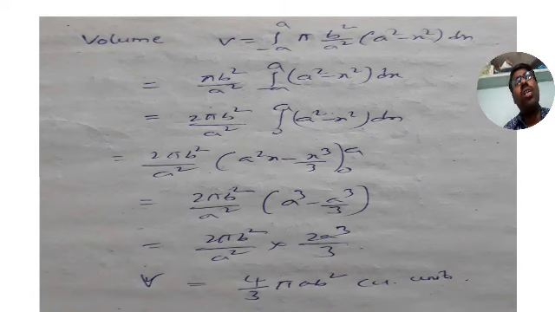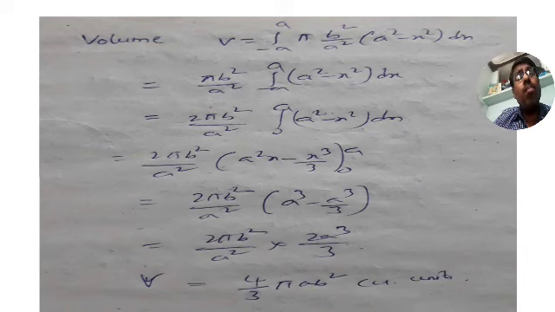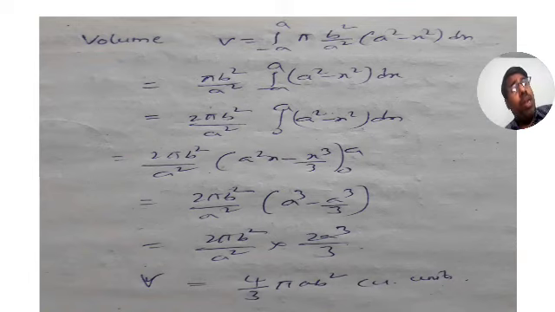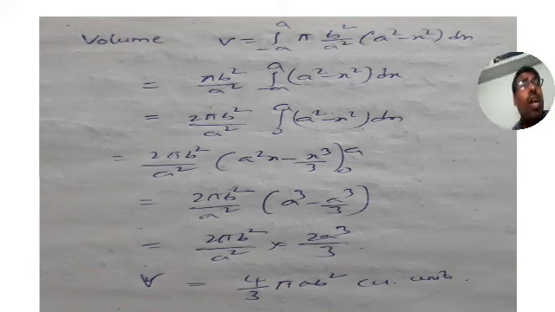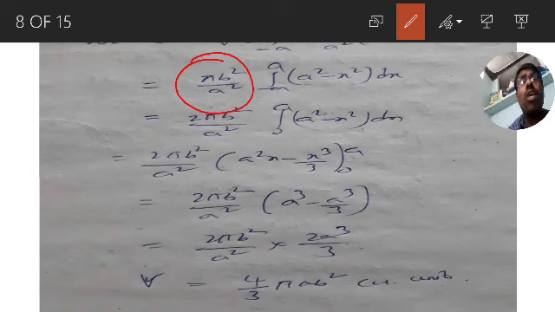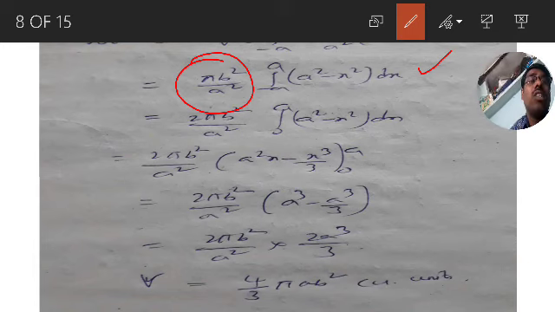So volume v is equal to integration minus a to a pi into y square value. Y square is b square by a square into a square minus x square dx. Just we substituted the limits, a to b is minus a to a, and y square is a square minus x square. Now pi into b square by a square is a constant. It is outside of integration. So remaining terms: pi into b square by a square is a constant outside integration minus a to a, a square minus x square dx.